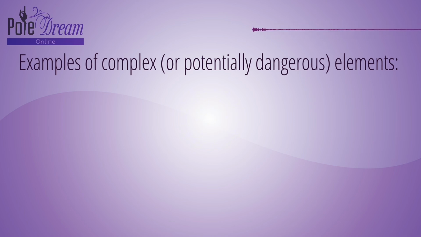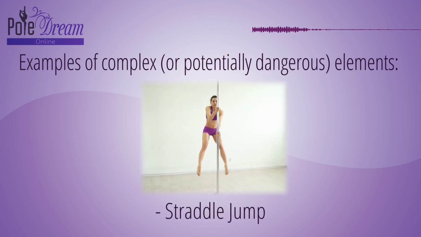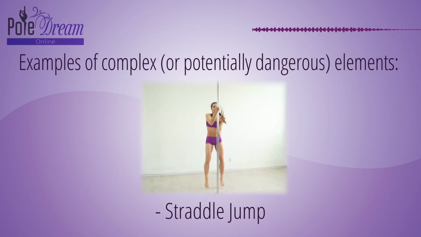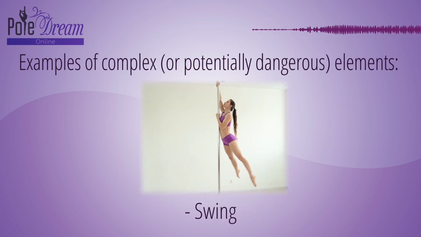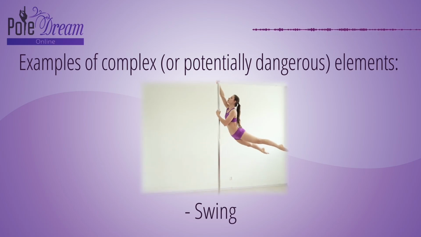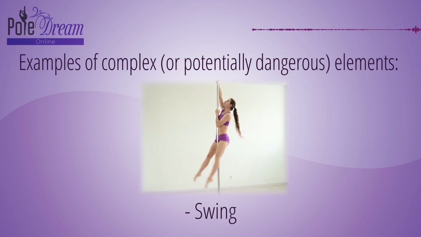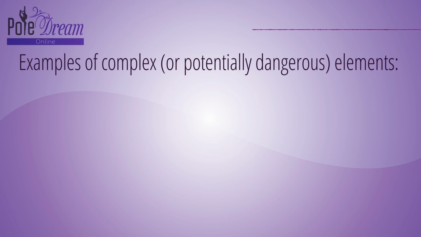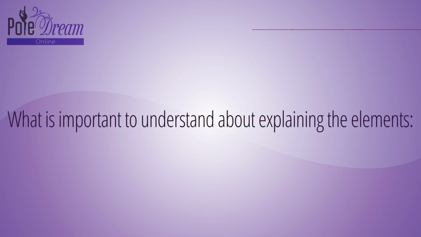And next to examples, in YouTube there are advanced video tutorials, but I would say that can be intermediate as well. This is straddle jump and swing. So again, those are examples that can be kind of dangerous and should be explained in a step-by-step mode, with pole conditioning. So let's emphasize now what is important to understand about explaining the elements.